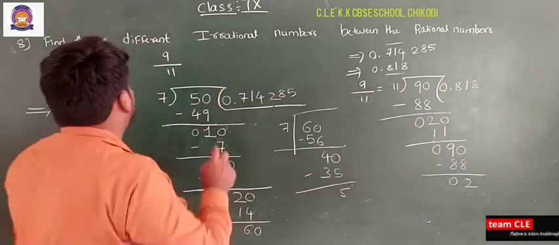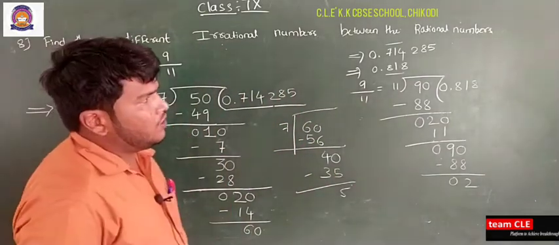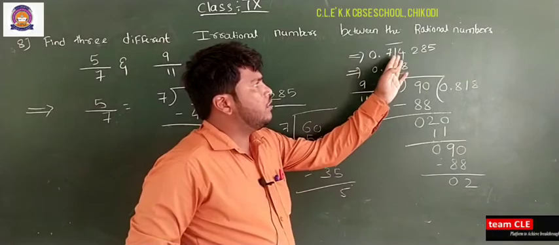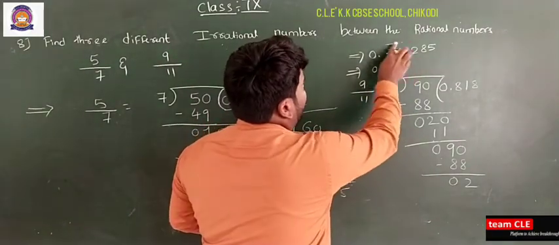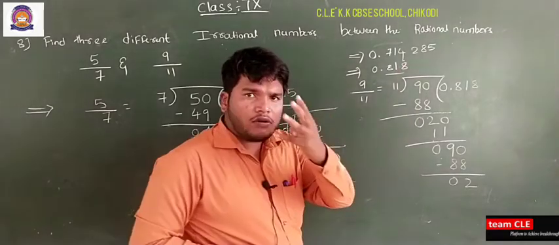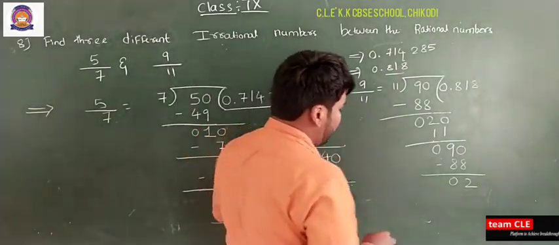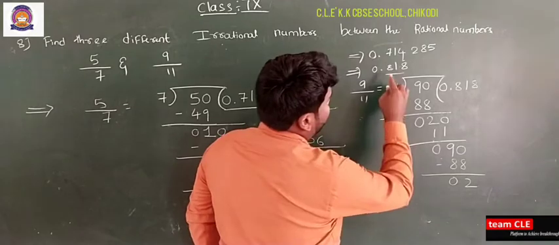What our question says, you have to write three different rational numbers in between 0.714285 and 0.818. There are a lot of numbers you can take, but I would write only three rational numbers. The first one is 0.74.